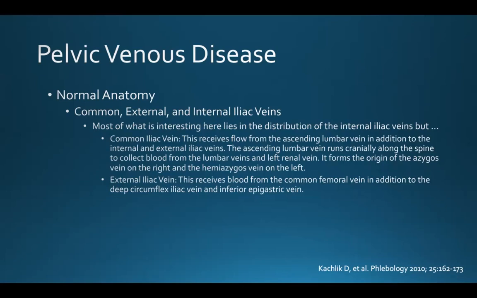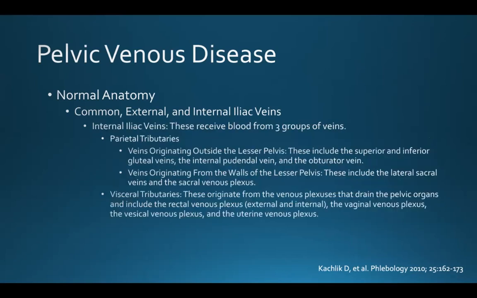The external iliac vein receives blood from the common femoral vein in addition to the deep circumflex iliac vein and the inferior epigastric vein. The internal iliac veins receive blood from 3 different groups of veins. First, there are the parietal tributaries. This includes the veins originating outside the lesser pelvis, which are the superior and inferior gluteal veins, the internal pudendal vein, and the obturator vein.